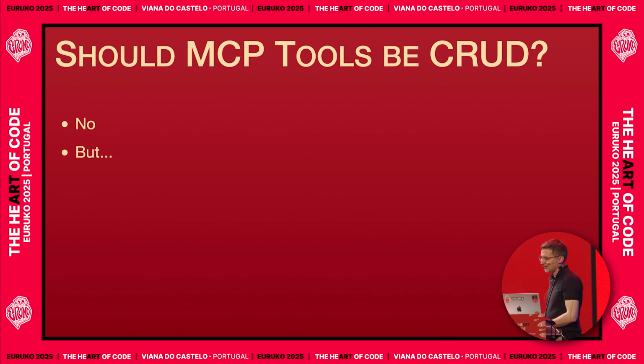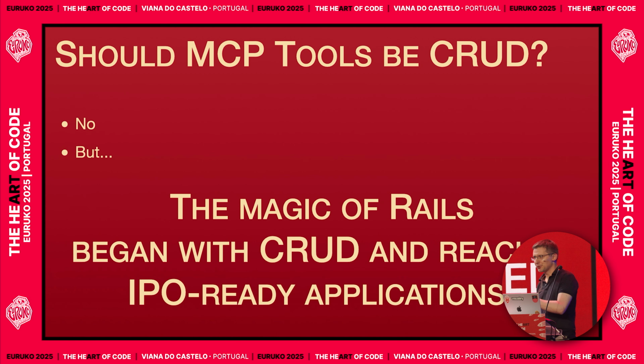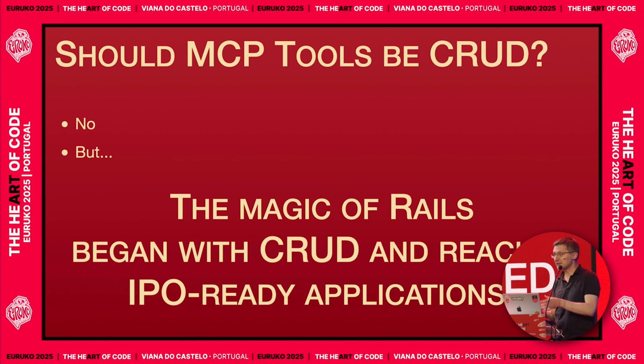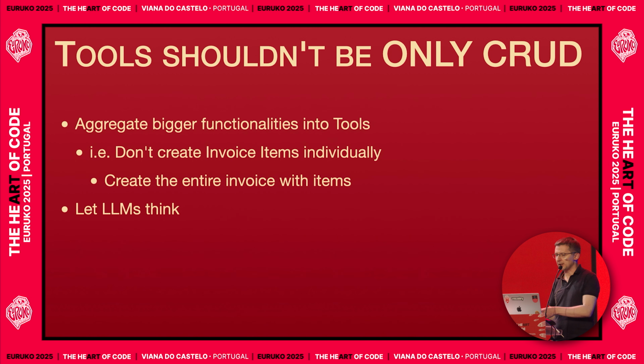But actually, guys, remember that the magic of Rails began with CRUD. And we had to learn how to build the web to reach IPO-ready applications. So let's allow ourselves a bit of fun. And let's learn MCP through those basic tools. Because yes, tools shouldn't be CRUD only. LLMs aren't great at using a big number of tools at the same time. We should aggregate bigger functionalities into tools. But let's start with CRUD, and let's learn as we go.